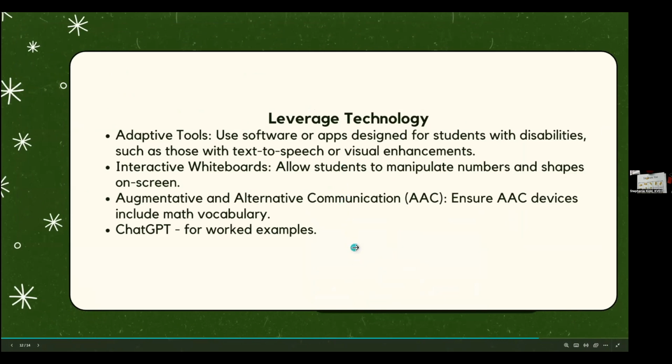Leverage your technology. Any kind of adaptive tools that you have, text-to-speech, use that. Interactive whiteboards, you can use those. There's all kinds out there, and some districts have purchased different things, so that's a possibility. If they have a communication device, use it. If not, and they have a PECS system, include your math vocabulary in the PECS system, okay? So that when they're doing the math, it's not just the words that you use for them for eating or for bathrooms and stuff like that. Include your vocabulary for math, science, reading, whatever it may be, into their PECS system.